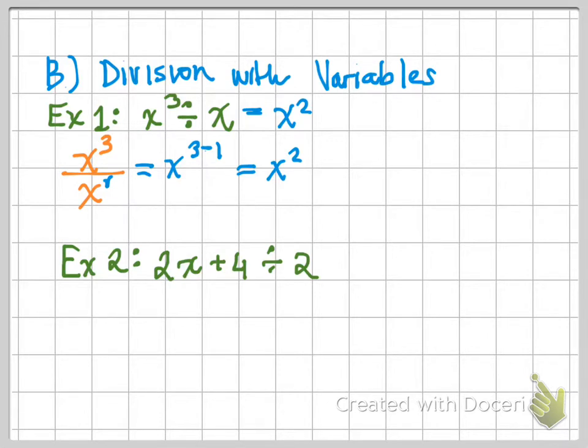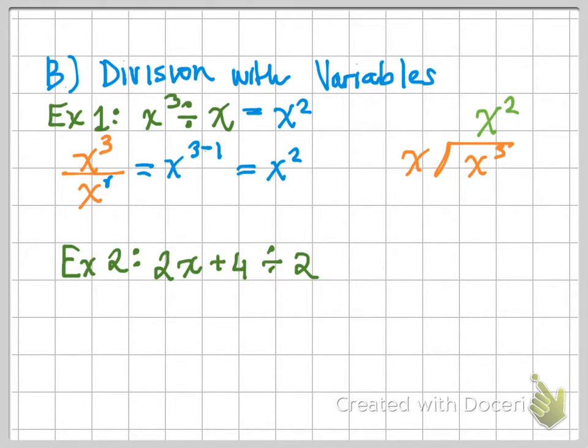And another way we can denote this is we can use the old school long division process. We can put x to the third inside the bar, put x on the outside, and how many times does x go into x to the third? x squared times.